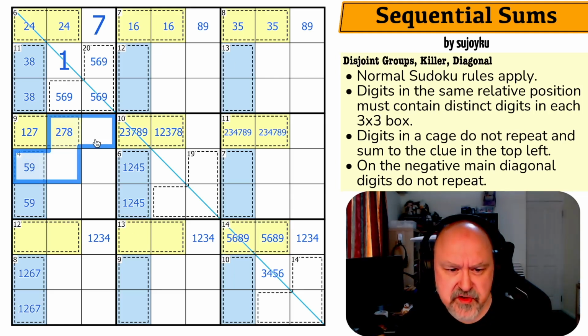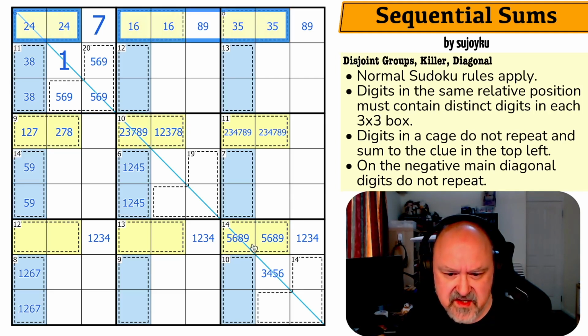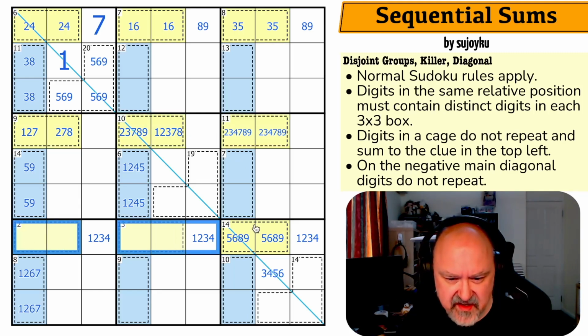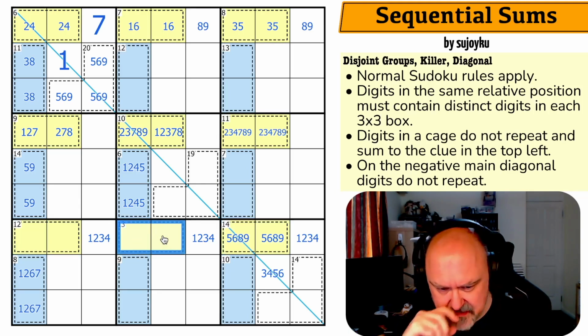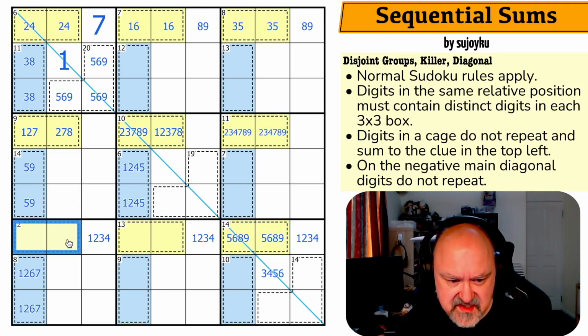Because remember, I've got to put 2 of 7, 8, 9 in each, and I can't put 7, 8, 9 in any of these. So there's a 7, 8, and 9 in here, and there's a 7, 8, and 9 in these. So I can't put a 7 in here. So this is either 7, 6, or this is 7, 5. So this is either 9, 3, 8, 4, or 7, 5.